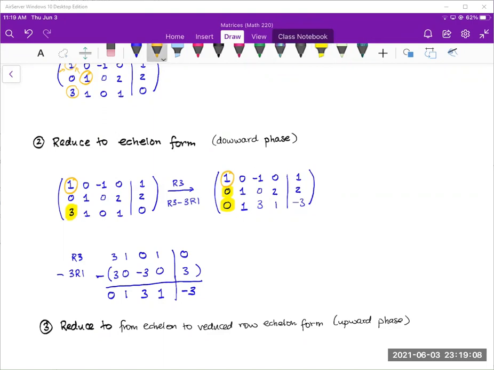Now we're going to look at row 2. If we look at this leading term, the first non-zero term, we have a 1 here. And looking below us, we see a non-zero term below us. So what we're going to do is subtract away row 2 from row 3. So we're going to replace row 3 with row 3 minus row 2.